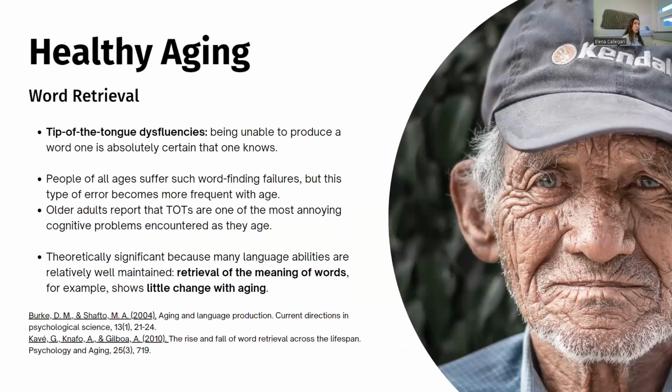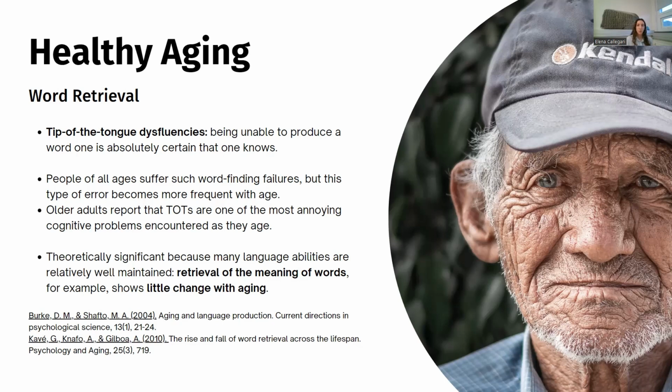So we talked about the acoustic features of the aging voice. Let's look at other features that describe the language of older, healthy individuals that are not necessarily related to phonetics. One such feature that is very, very salient in the language of older individuals is word retrieval, and specifically the fact that older people say very often that they have trouble remembering words that they're sure they know. So this phenomenon is called tip of the tongue disfluency, or tip of the tongue.